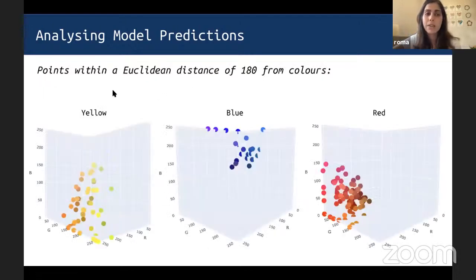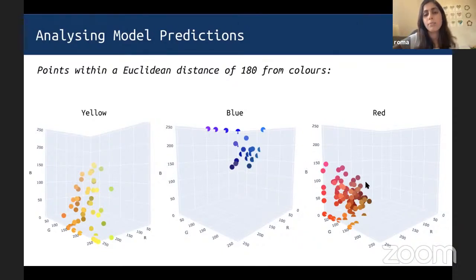For example, if you look at all points within a Euclidean distance of 180 from the colors yellow in the first plot, and then blue and then red, these are all points that are close enough in space to each of these concepts. As you can see, they're all colors that are vaguely similar to that color.